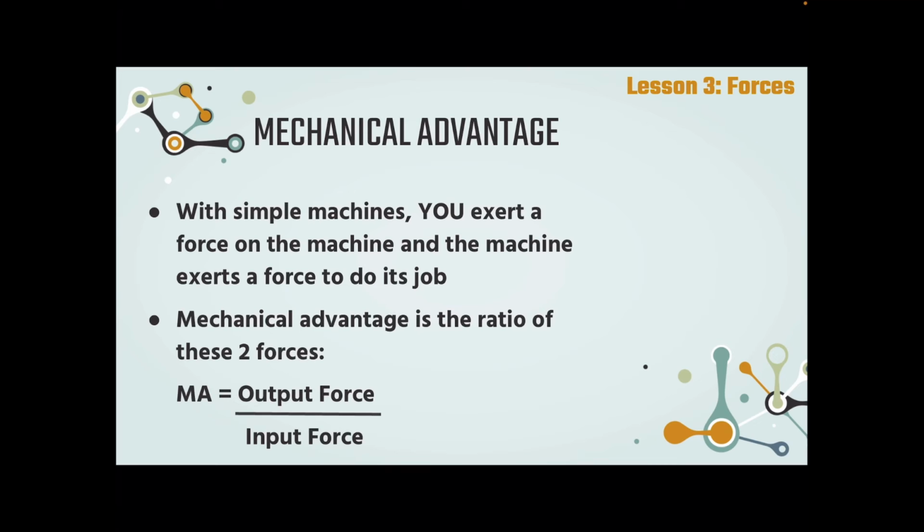When we're talking about simple machines, you are exerting a force on the machine or doing work with the machine, and the machine is exerting a force to do its job. So maybe I'm doing work by swinging a hammer, and then the hammer is doing work by hammering a nail into the wall, right? So I'm exerting a force on the hammer, and the hammer exerts a force on the nail. Mechanical advantage is the ratio of these 2 forces. So the output force, the hammer on the nail, and the input force, me on the hammer.